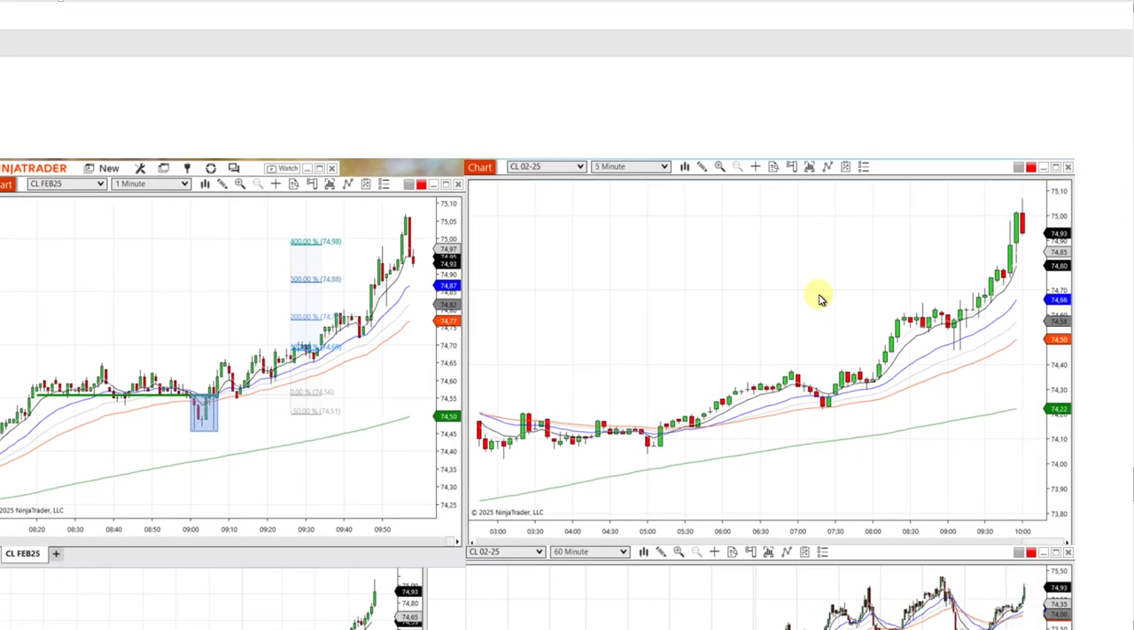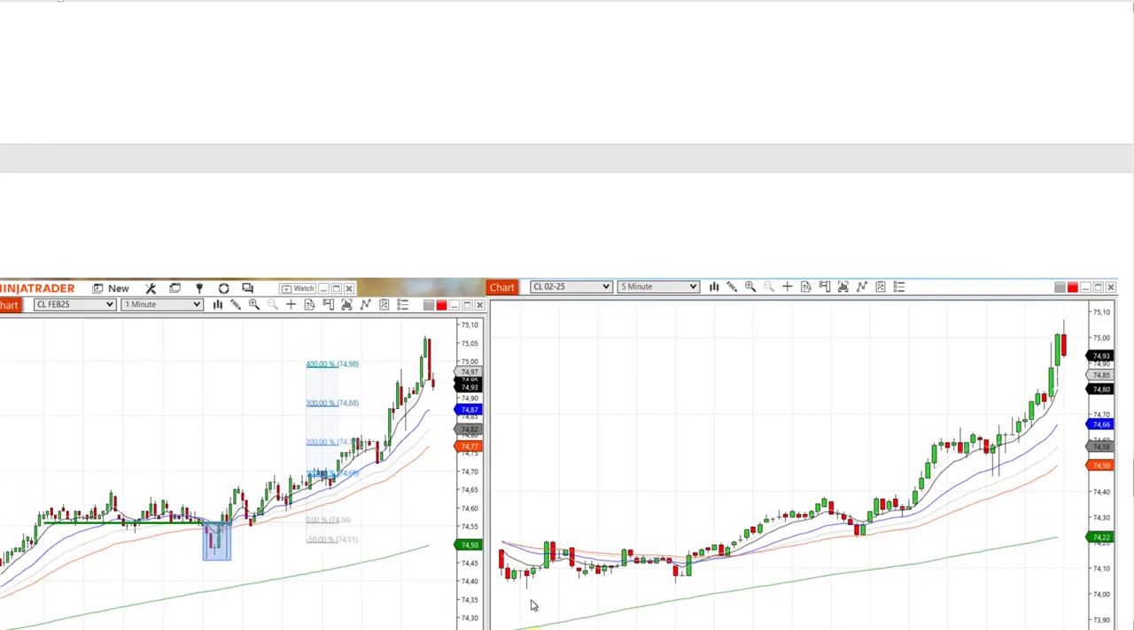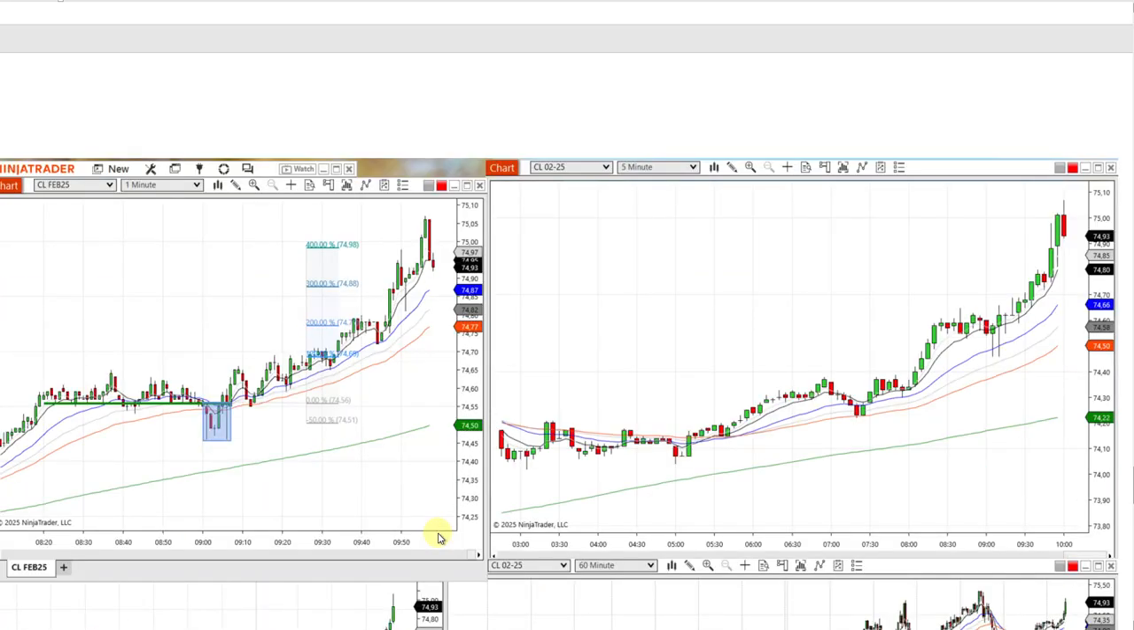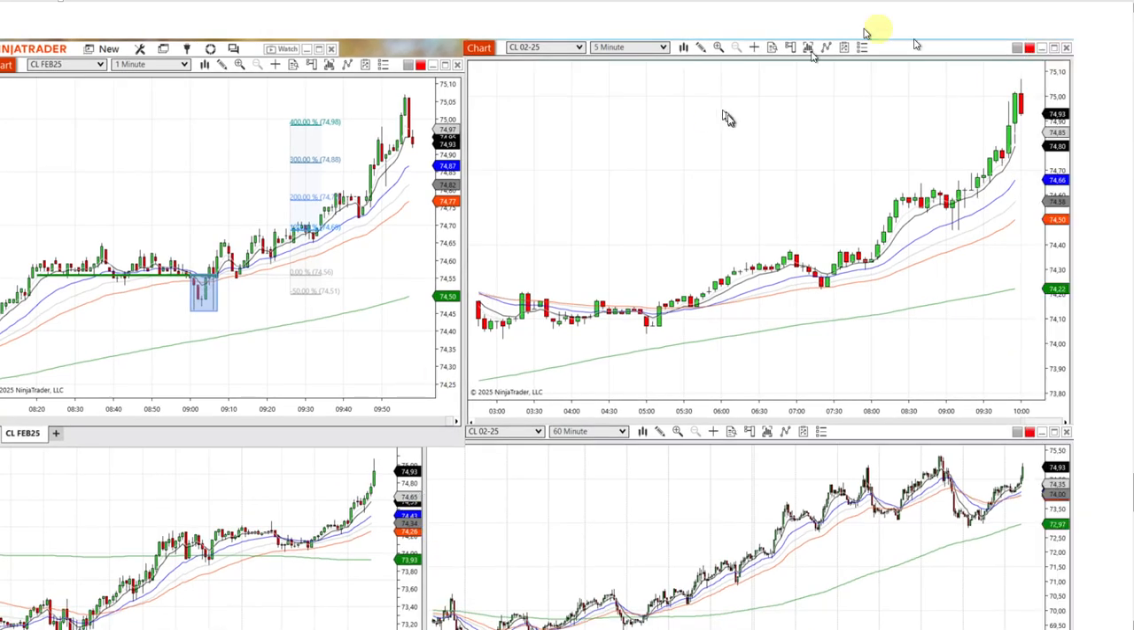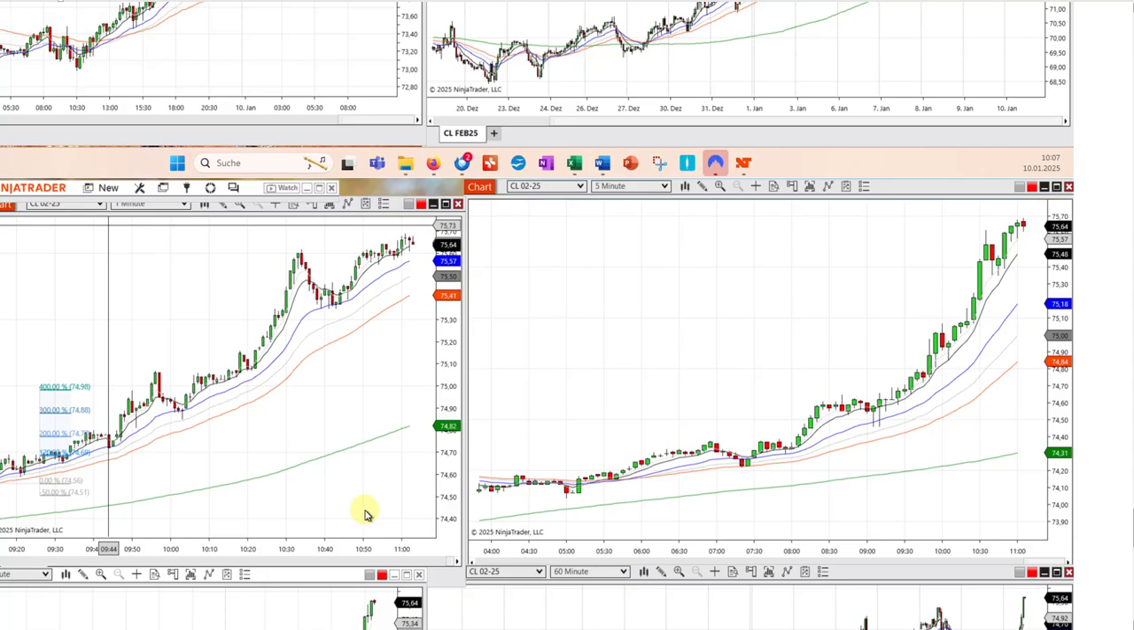Well, it's probably not going off immediately because the higher time frame is a bit overextended. Sorry, down here. No, that's fine. Okay. Well, let's see how it developed.